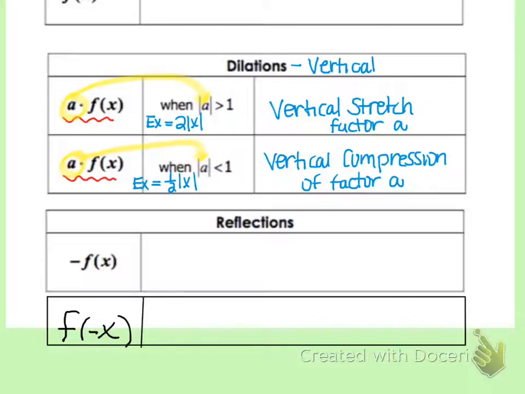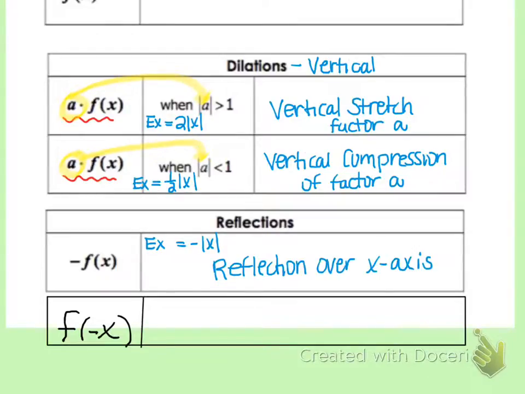So there really are two types of reflections. The first one, we looked at an example, and the example we looked at was the opposite of the absolute value of x. And that was the one that caused a reflection over the x-axis. Now that's predominantly the one that we're going to be focusing on in this lesson, the reflection over the x-axis.